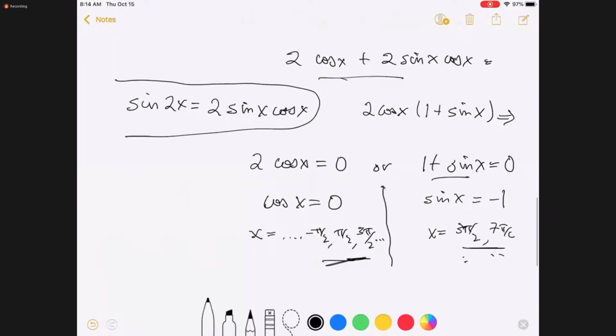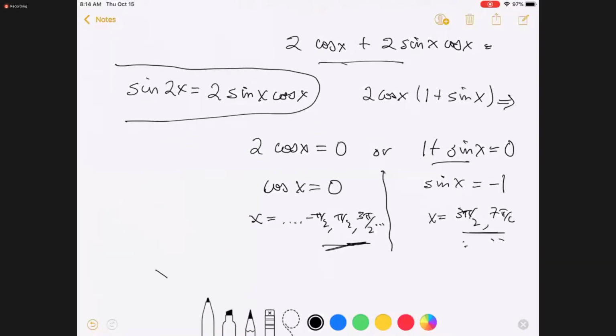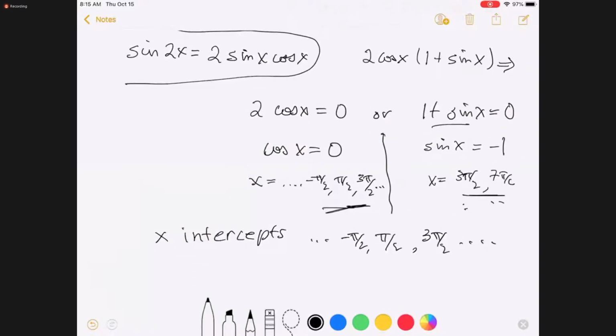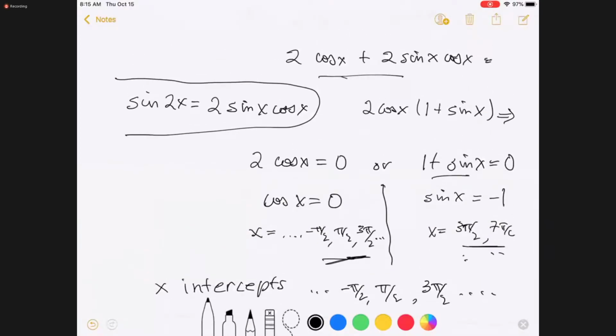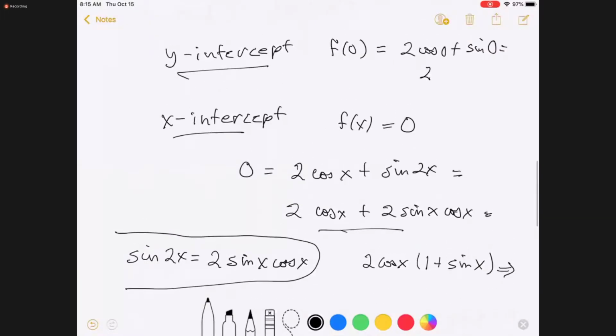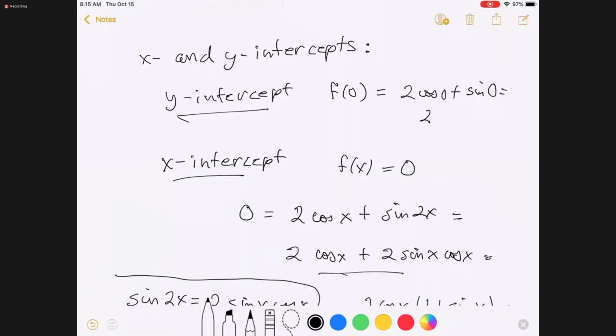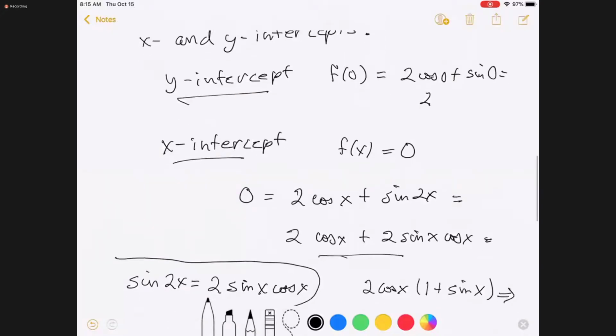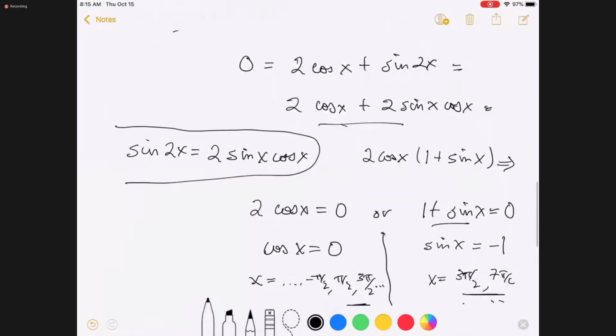So the x-intercepts are all the odd multiples of pi over 2. That's kind of our non-derivative information, just out of the function itself. Any questions so far?